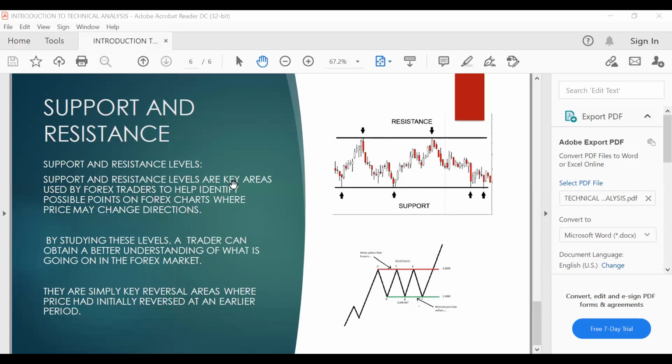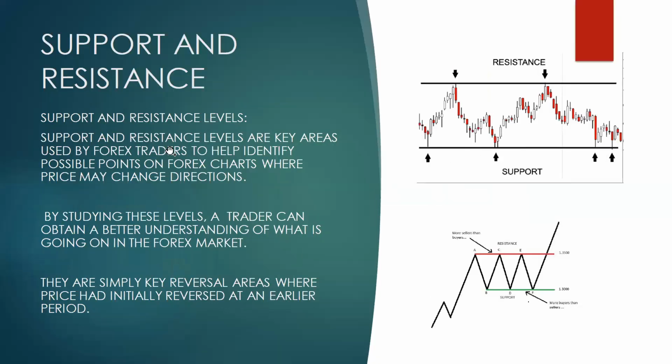So support and resistance are key resistance levels, like I rightly mentioned earlier. As explained in this, support and resistance levels are key areas used by forex traders to help identify possible points on forex charts where price may change direction. You understand? They are simply key reversal areas where price had initially reversed at an earlier period. In forex, history repeats itself, in the sense that if something happens here, when the market comes back to that zone, history repeats itself. What has happened before will also happen. So that's just the idea of support and resistance.